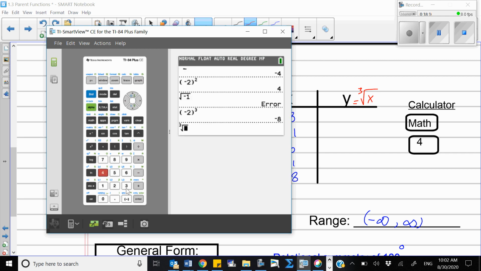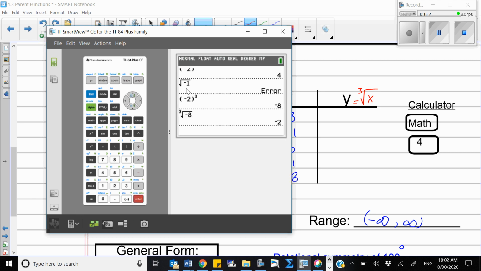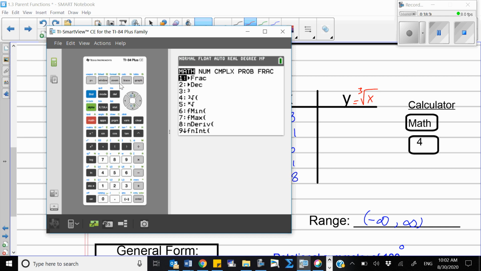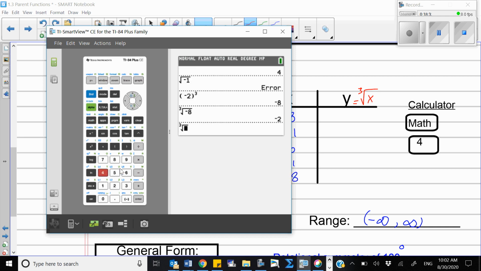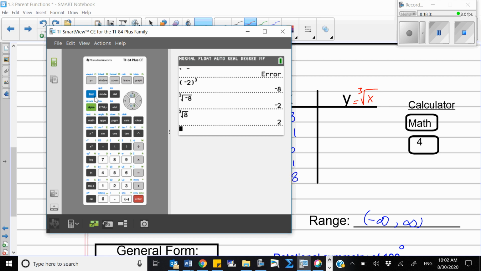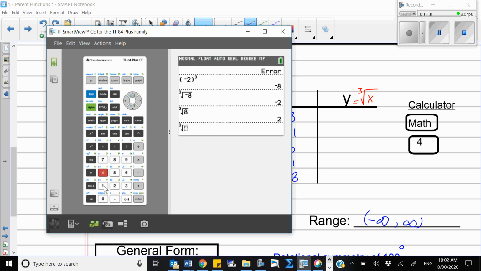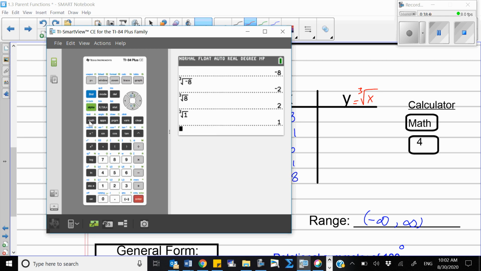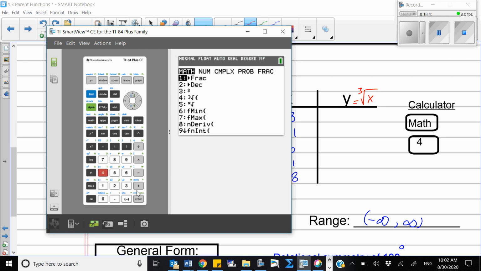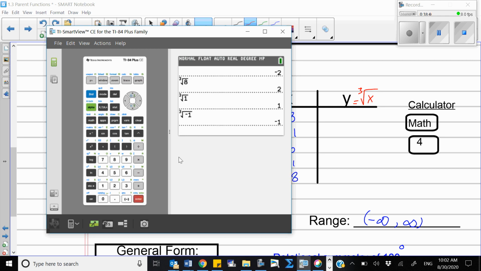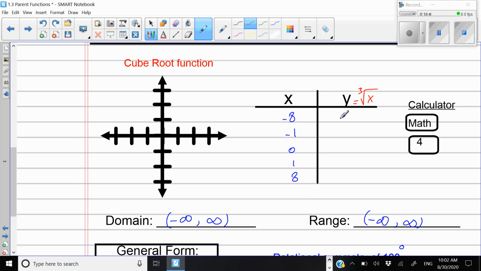So I choose cube root, and then I can write, let's say, -8 gives me -2, because -2 to the power of 3 is -8. Now, cube root of -8 is -2. And let's try that again. This time, cube root of 8 is 2. Cube root of 1 is 1. And cube root of -1 is -1. So this is -2, -1, 0 is 0, 1, and 2.